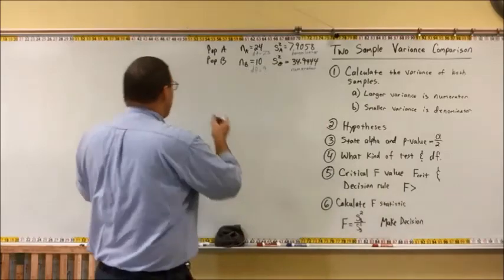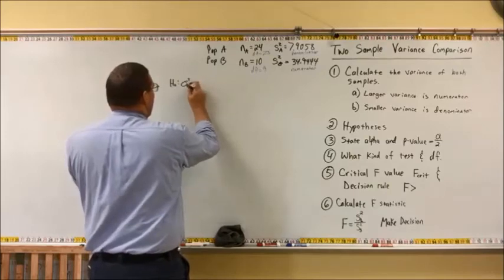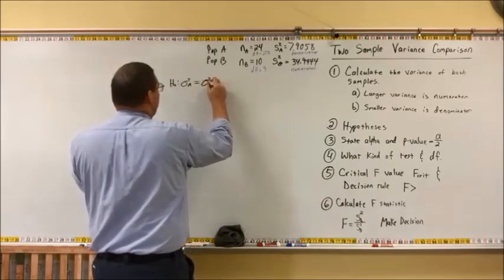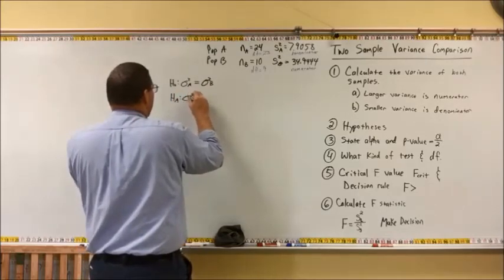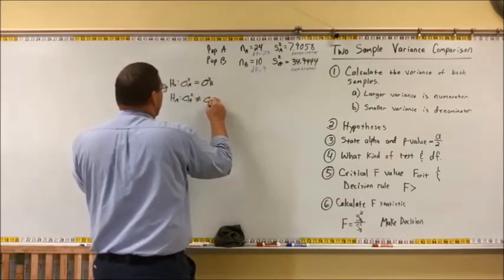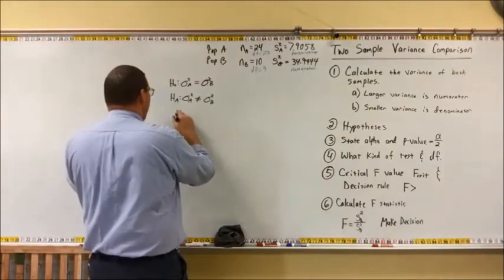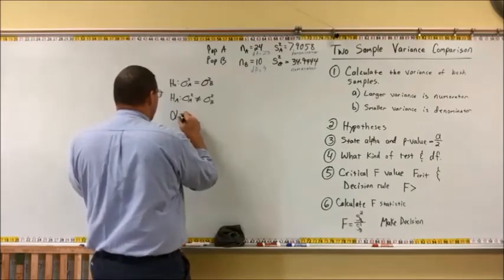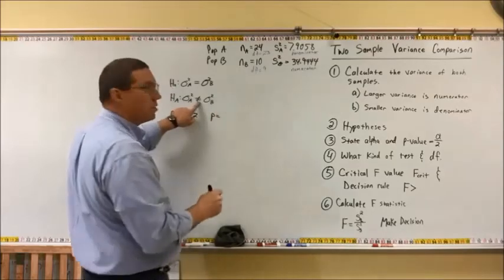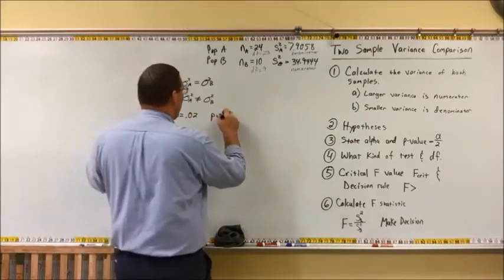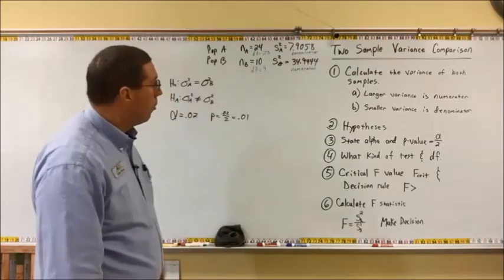And now let's go to step 2. Let's do our hypotheses, our null hypothesis. The variance of population A is equal to the variance of population B. And the alternative hypothesis is that the variance of population A is not equal to the variance of population B. Okay? And the next step, state the alpha. The question said that the alpha is 0.02. And so for the p-value, because it's a two-tailed test, we're going to do 0.02 divided by 2, which gives us 0.01.